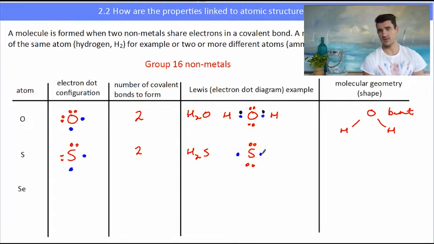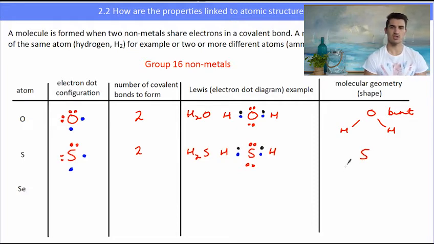The hydrogens want to share 1 as well. So we have 1 hydrogen sharing 1, the other hydrogen sharing 1, and now we have an octet of 8. Because it's in the same group, it has the same structure, so it will also be a bent shape.